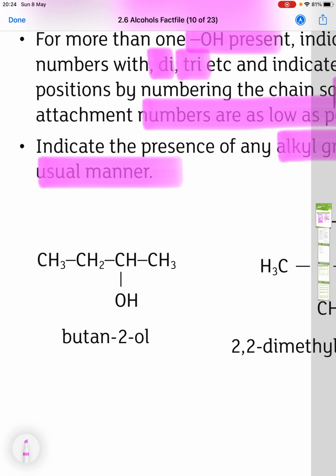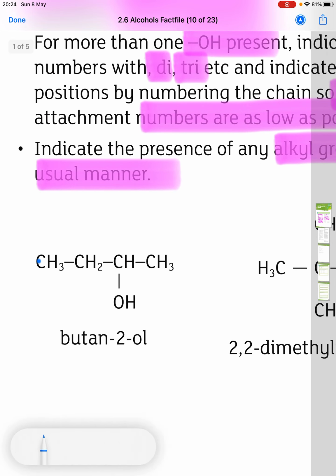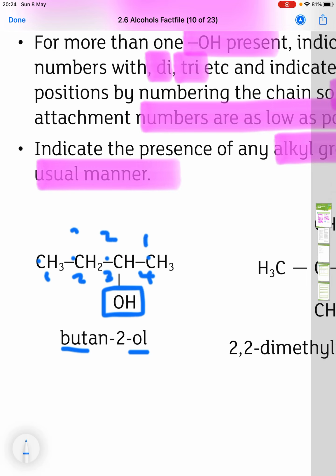So if we look at these two, this is butan-2-ol, and you see here 1, 2, 3, 4, so that's the but. The OH group here for the ol, and it's attached to the second carbon. We could go 1, 2, 3, 4, or 1, 2, 3, 4. So we go in this direction because that gives us the carbon attached to the hydroxyl group with the lowest number, so it's butan-2-ol.